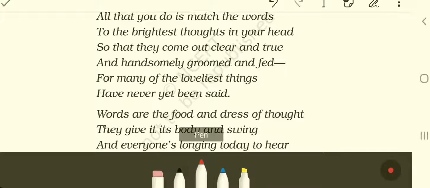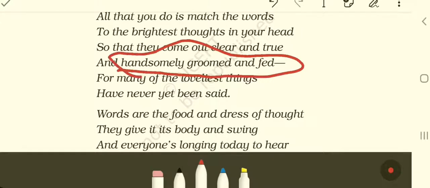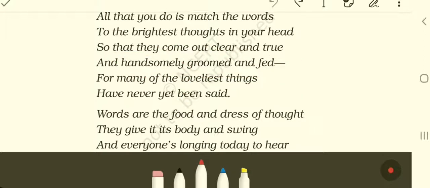So, what does he say? Handsomely groomed and fed. If you groom someone, you train him very well in such a manner that he is able to adjust with rules, norms of society. Societal norms is what we say. Clear? So he says, handsomely groomed and fed means you cannot simply come up and speak language as you wish.